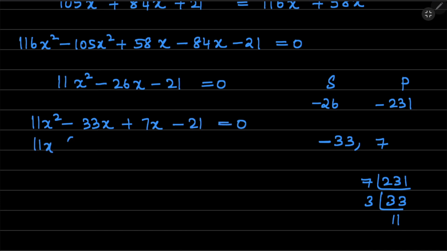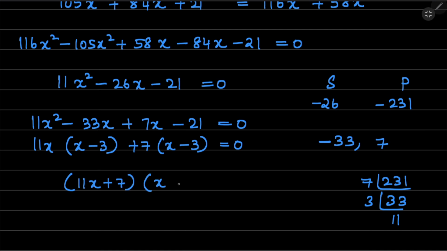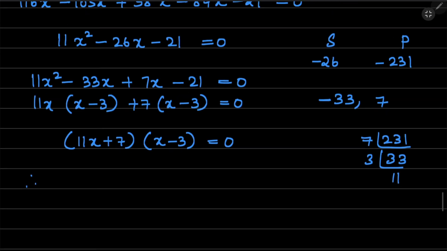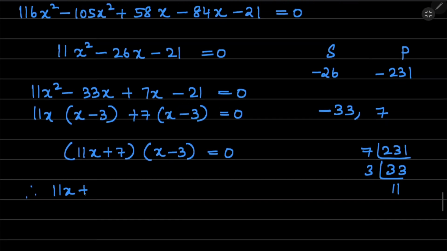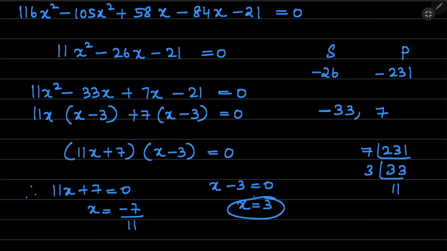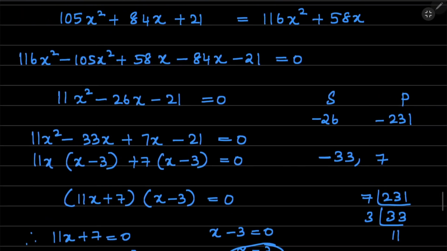So take 11x common. You have x minus 3 plus 7 common, again x minus 3 equal to 0. So 11x plus 7 is one term. x minus 3 is the other term. Okay. Therefore, you can write either 11x plus 7 equal to 0, which will make x equal to minus 7 by 11. You'll ignore it. And if you have x minus 3 equal to 0, x will be equal to 3. Okay, this is your x, right?